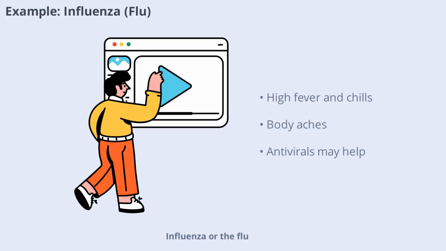Influenza, or the flu, is a viral infection that spreads easily through droplets in the air. Symptoms include high fever, chills, body aches, and fatigue. Antiviral medications can help if started early, but most people recover with rest and fluids. Annual flu vaccines are the best way to prevent infection.